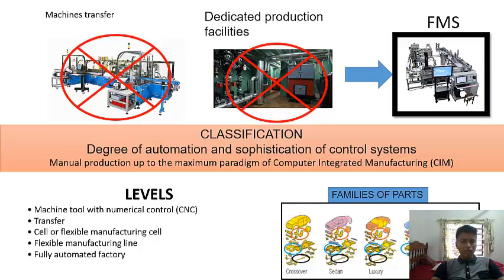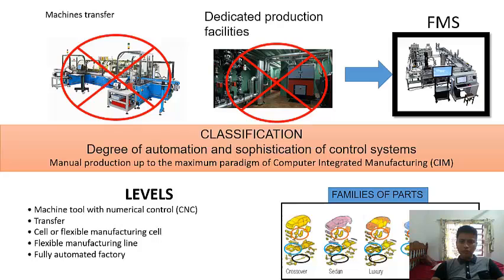flexible manufacturing line, fully automated factory. As we can see, they all depend on the degree of automation, going through a level where only numerical control machines are included, up to a factory that is called manufacturing 24 hours a day.